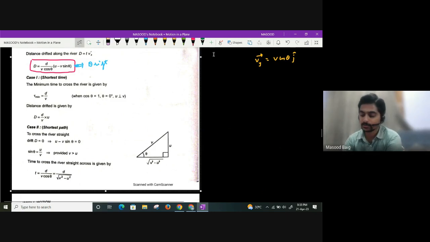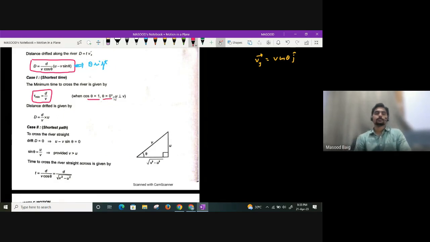Shortest time, it seems. So what is the meaning of shortest time? It means the denominator v cos theta should be maximum. So all the velocity should be along the vertical. You can write the minimum time of crossing as d by v. So here, as I said, cos theta value will be 1, theta value will be 0. And how much drift will be attained? The distance it will be drifting is u into d divided by v. Clear?